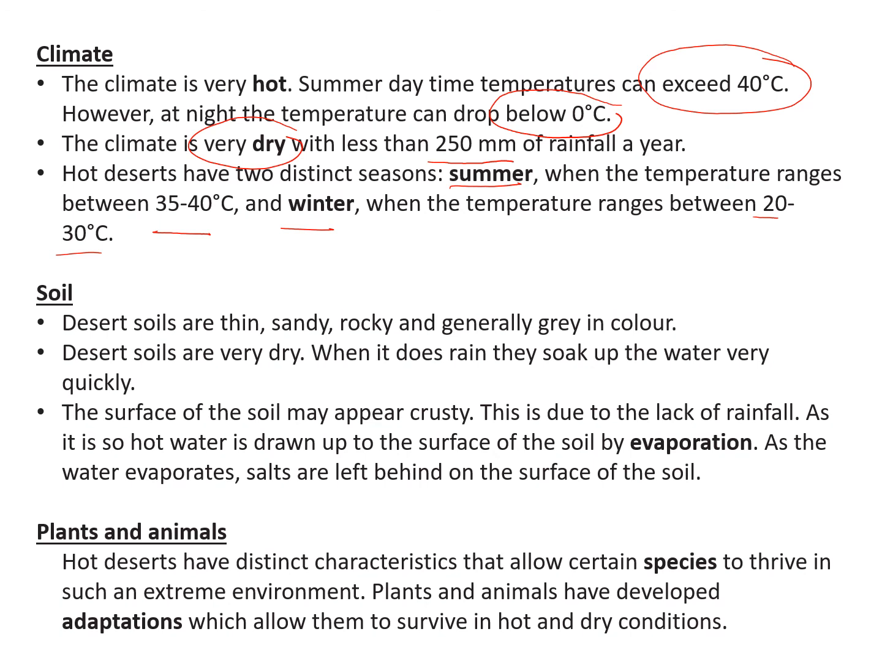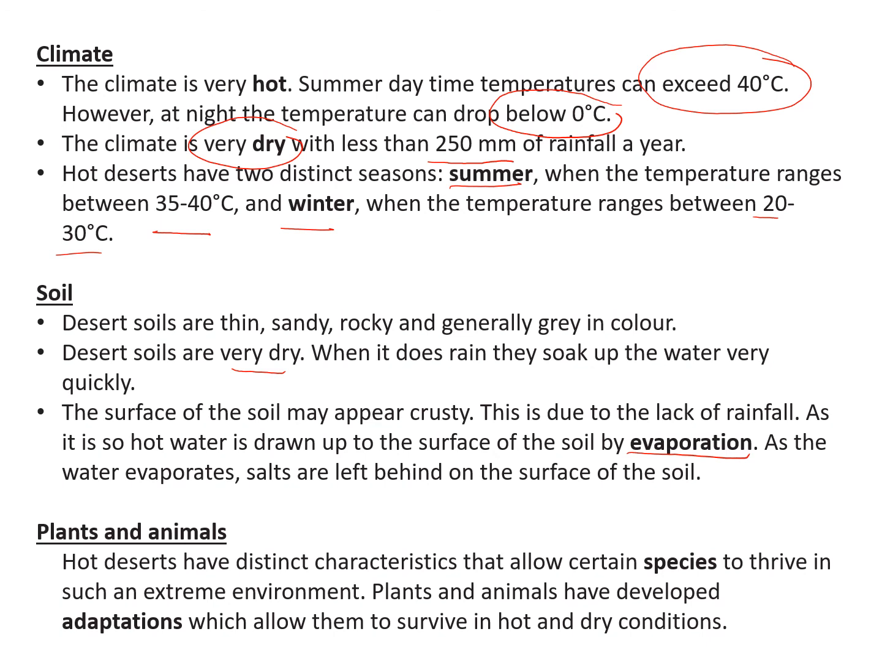Soil in a desert is very thin, sandy, rocky, generally grey in colour. Desert soils are very dry. When it does rain, they soak up the water very quickly. The surface of the soil can appear crusty. This is due to the lack of rainfall. As it is so hot, water is drawn up to the surface of the soil by evaporation. As the water evaporates, salts are left behind on the surface of the soil. So in some deserts you get salt pans.